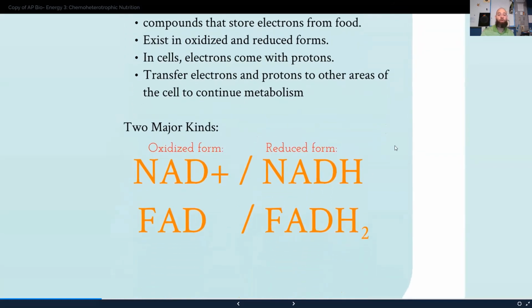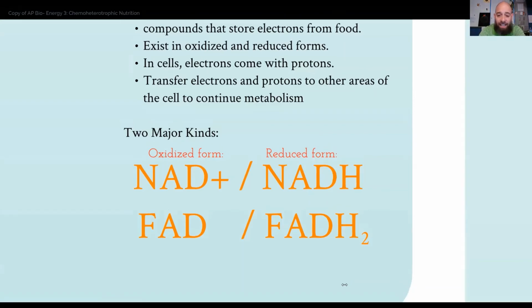We got our two main forms here. We have NAD plus and NADH as our two forms here, and FAD and FADH2 as our forms at the bottom here. The one that we're going to see the most often is going to be NADH. Here's why NADH and NAD plus kind of work out.